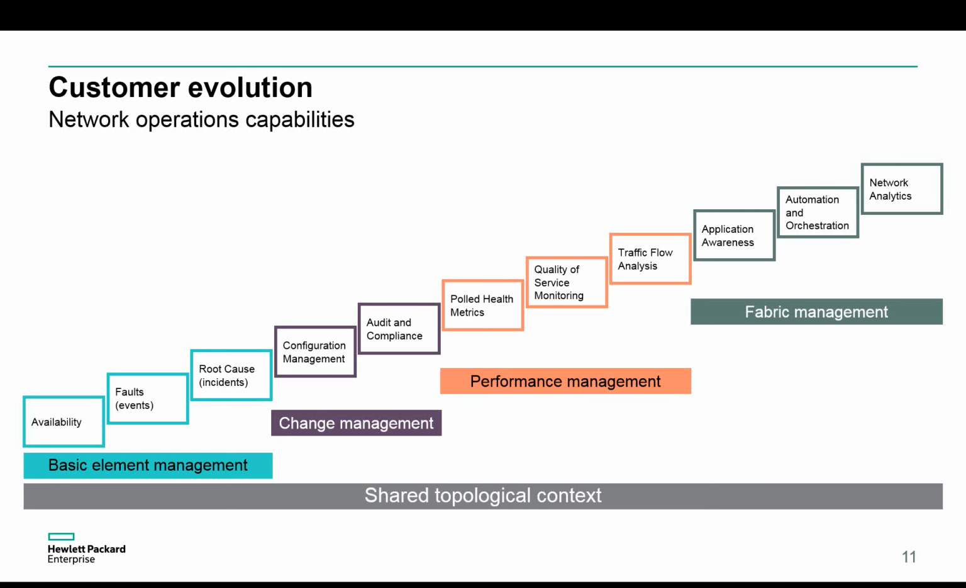What you'll notice across this entire continuum is that the common context, the basis for these capabilities, is a clear understanding of our topology. It's critical that we understand our physical and our virtual topology edge to edge to be able to put these kinds of capabilities into the correct context and to make those actionable. So that shared topological context, how we discover relationships between elements and how we manage that, is critically important.